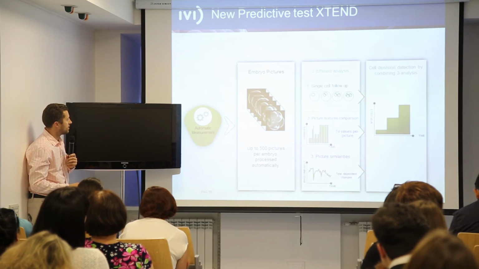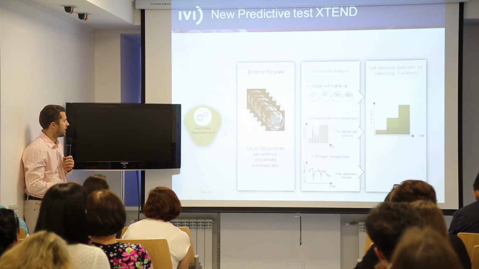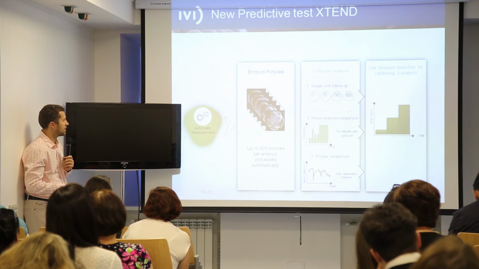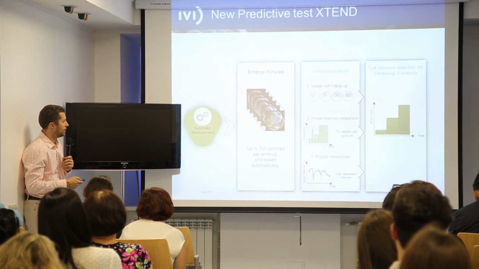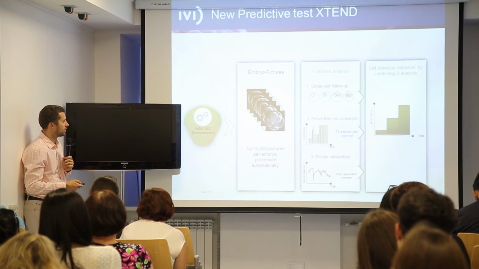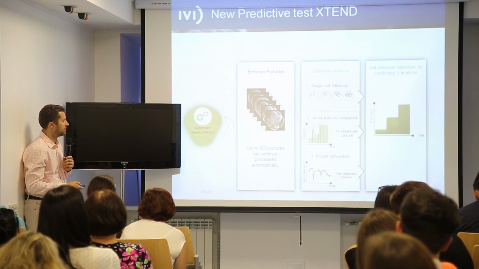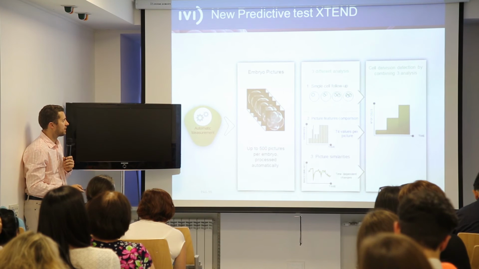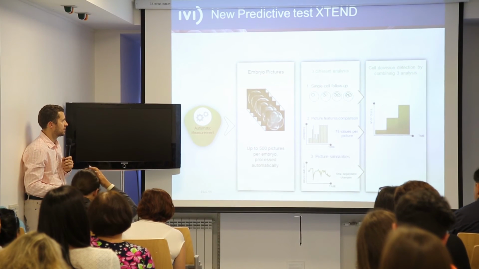Well, there is something behind. This is the work of an predictive test by the IVA that is called Extend. So it's putting together these 500 pictures of embryos, which are processed automatically. The system is able to do a single cell follow-up. It's doing a picture comparison between different frames. It's getting 74 values per picture, and also is doing comparison between pictures by similarities, with these time-dependent changes.